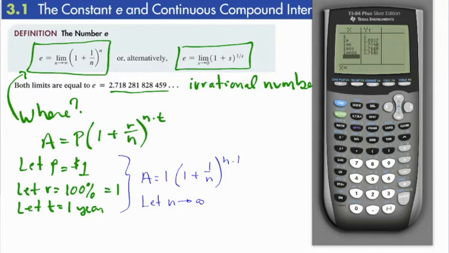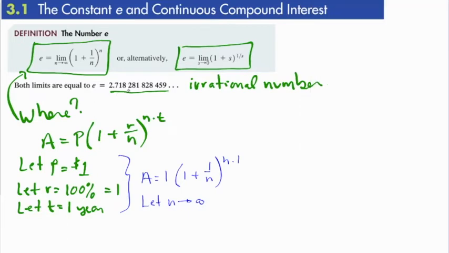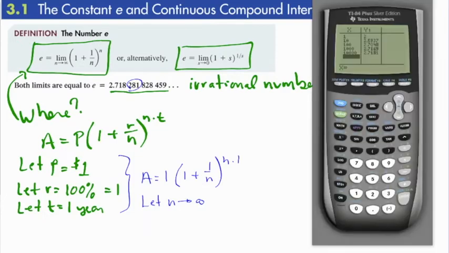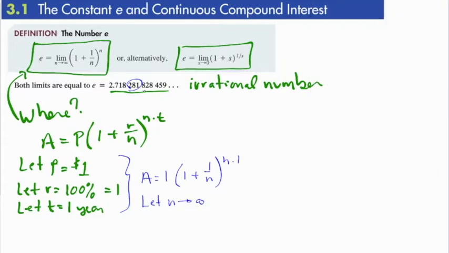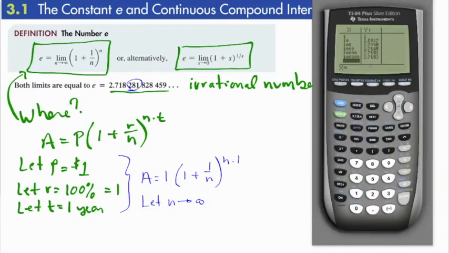And we see that when we get to 10,000 compoundings per year, the value for that $1 is 2.7181, 2.71828. So we're almost there. And we can say, well, let's go to 100,000 compoundings. And we see we get 2.7183. And we see, well, that 1828 would round to a 3. My calculator has limited space here, so it's rounding.